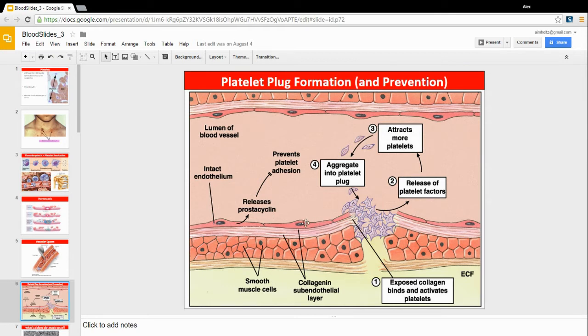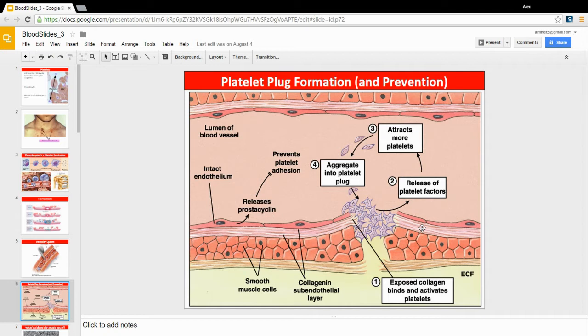And underneath this simple squamous epithelium, of course, we have some connective tissue, always connective tissue under an epithelium. And that connective tissue, of course, has collagen. And when collagen is exposed and platelets bump into it, platelets become active and they become sticky. They stick to the collagen and they start to stick to each other. This is going to be the beginning of our plug.